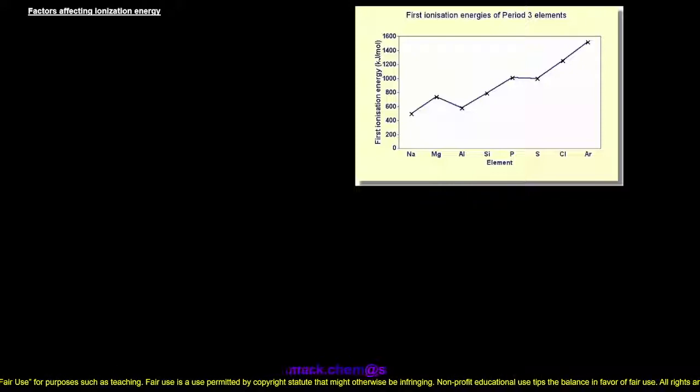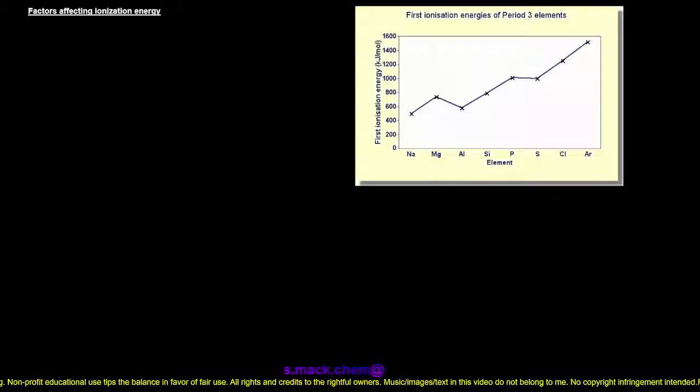The anomalies we see on the screen, that is the decreases, we will address in another video. So for now, we would like to look at what are the factors which affect ionization energy such that there is a general increase in the first ionization energy across a period.